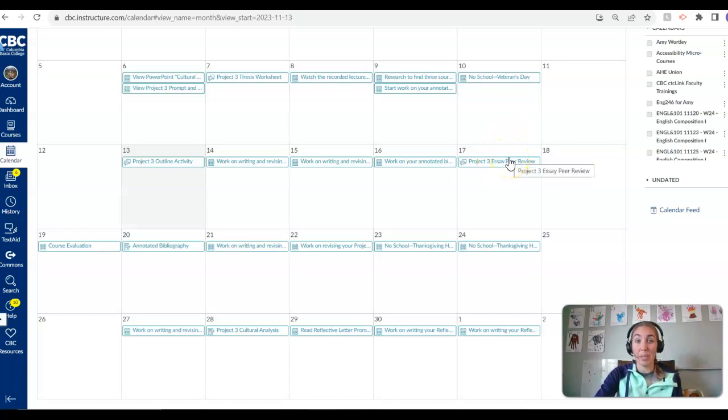And getting that done, because if we take a look ahead, because it's always good to know where we're going, next week you are turning in the annotated bibliography. That's the research journal. It is research that you are doing for Project 3. Three sources that you're going to use in Project 3 should be on your annotated bibliography.